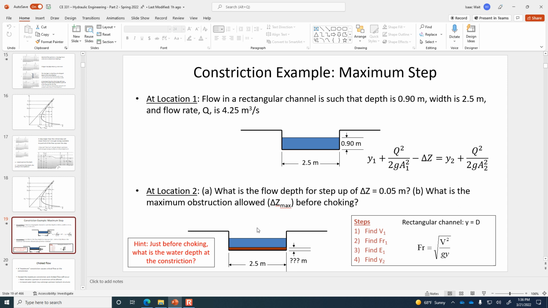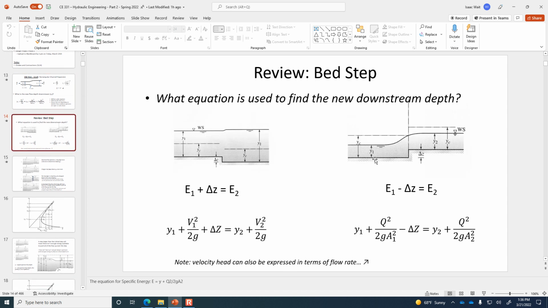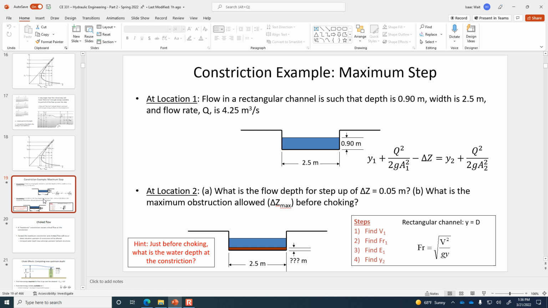So the specific energy equation says that the energy at 1 is equal to the energy at 2 plus the obstruction. Or the way it was expressed here was minus the delta Z if it's on the left-hand side of the equation. So we've got a step up. So E1 minus delta Z is equal to E2. And of course the energy is in what locations? It's Y1 plus V1 squared divided by 2g, minus the delta Z max, and then it's equal to the critical depth that we've just calculated plus V2 squared divided by 2g.